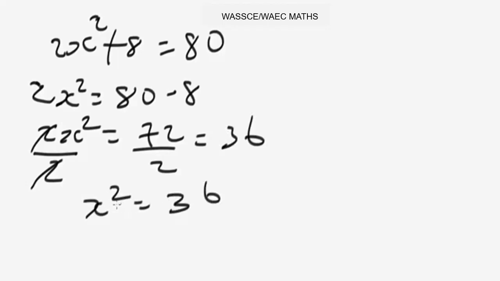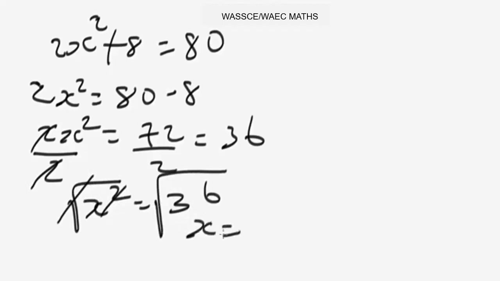Alright, so to make x the subject of the formula, you take the square root of both sides. When you do that, the value of x will now be plus or minus 6. Right, so that will be the answer to this question. But usually we take the positive value, which is 6. Okay, so that will be the answer to this kind of problem.